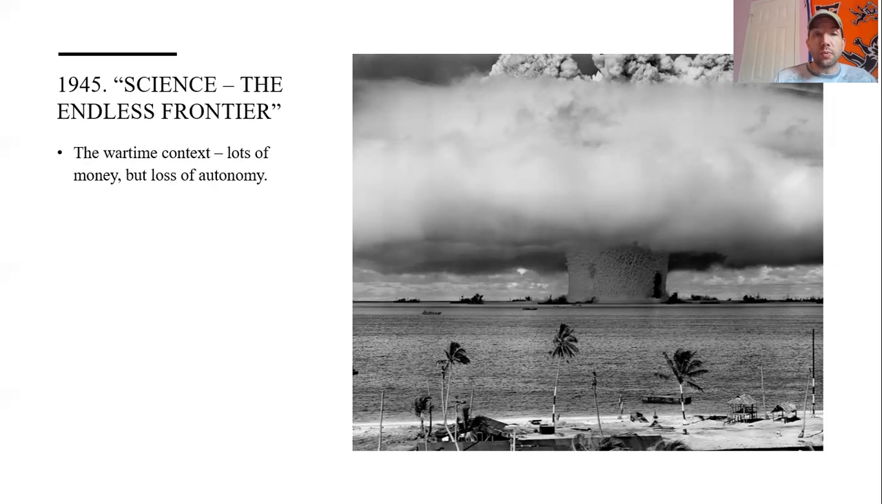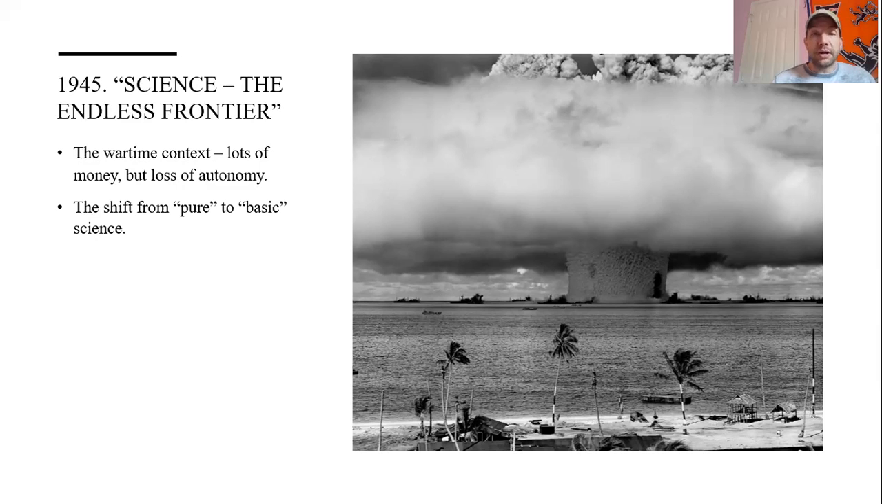The war, World War II, in one way, a big boom for scientists. Lots of money poured into research and development, right? That's how we were going to win the war, is by out-teching, out-sciencing the enemy. But it came with a loss of autonomy. So scientists got lots of resources, but they didn't get to do whatever they wanted. The government said, here's a bunch of money, figure out the bomb, figure out the radar, right? Figure out whatever technology it is we need. So you don't have autonomy.